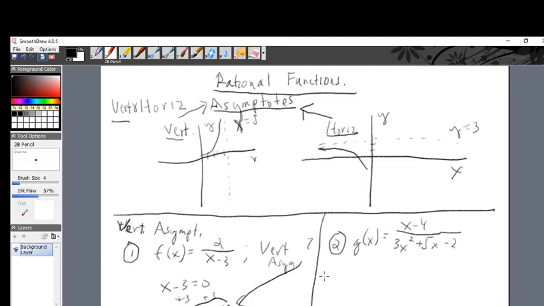Okay, and again, the question is, what about vertical asymptotes? There may be more than one. Here's what you do. You've got to set this up equal to 0 and solve it.